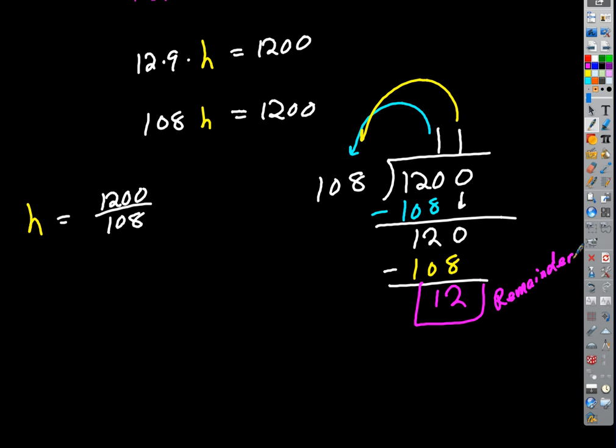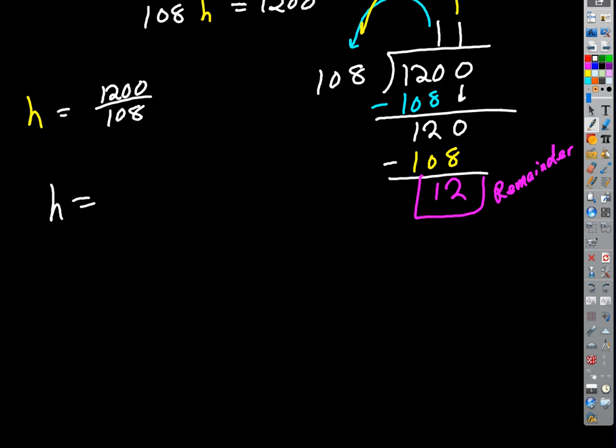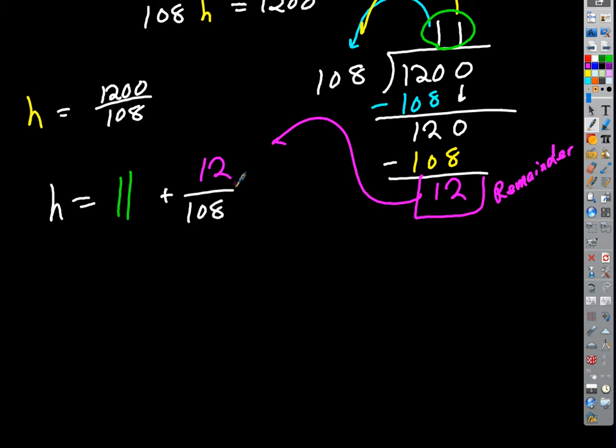So our answer, if we wanted to simplify this, looks like this. We got the integer 11, plus we had some stuff left over. What remained over the denominator? 12 did. So it's 11 plus 12/108. Now, if we were using mixed numbers, we would just write that as 11 and 12/108.